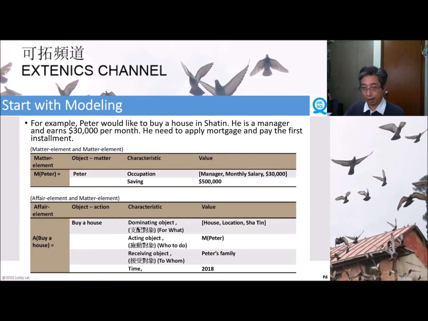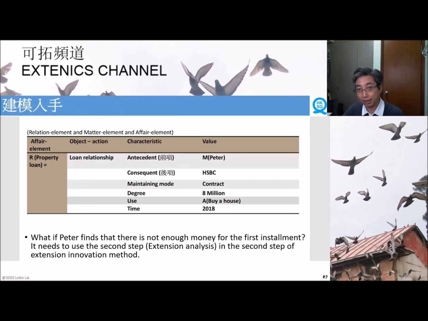The acting object, who does it, is Peter. Peter is another meta element inside the affair element. The receiving object, to whom? Peter's family, maybe another meta element. And the timing. So how do we use the relationship between him and making the mortgage, for example, the property loan, the loan relationship.